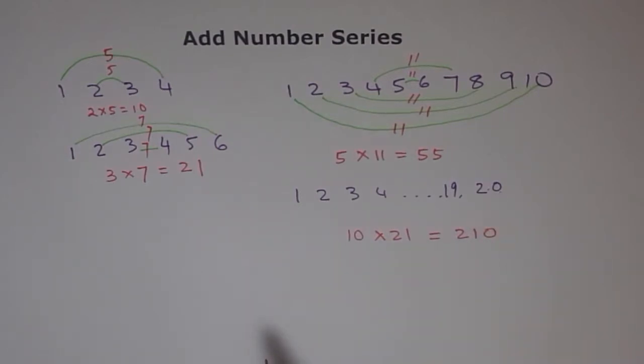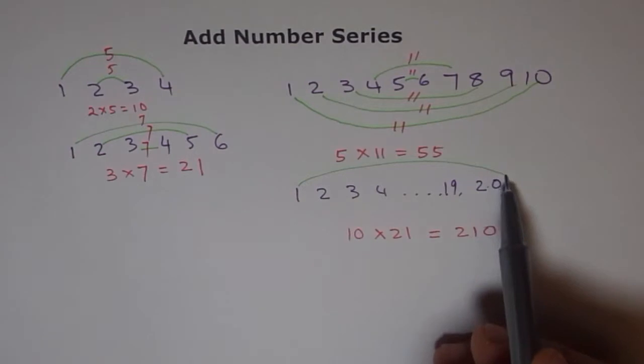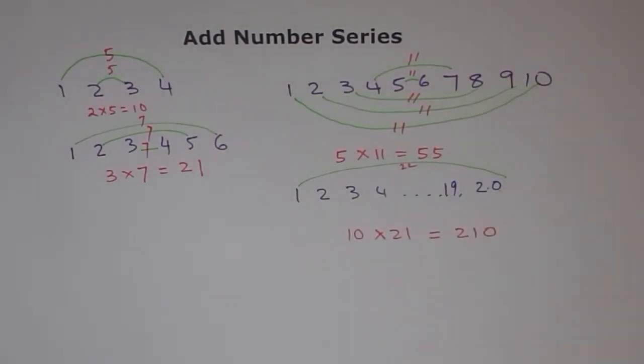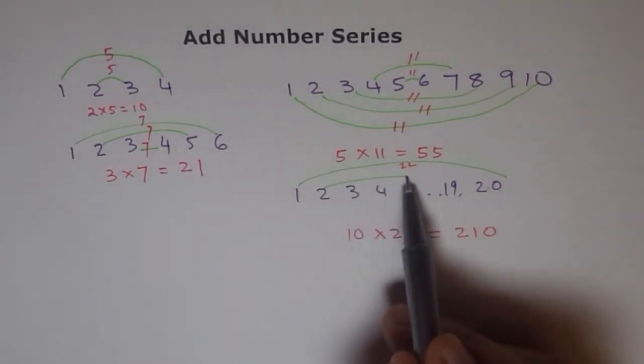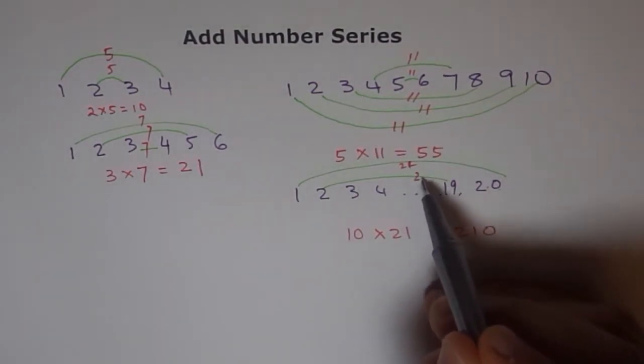How did I find it? I grouped them. Group them first and last. How much do I get? 21. And then the next, 2 and 19, is also 21.